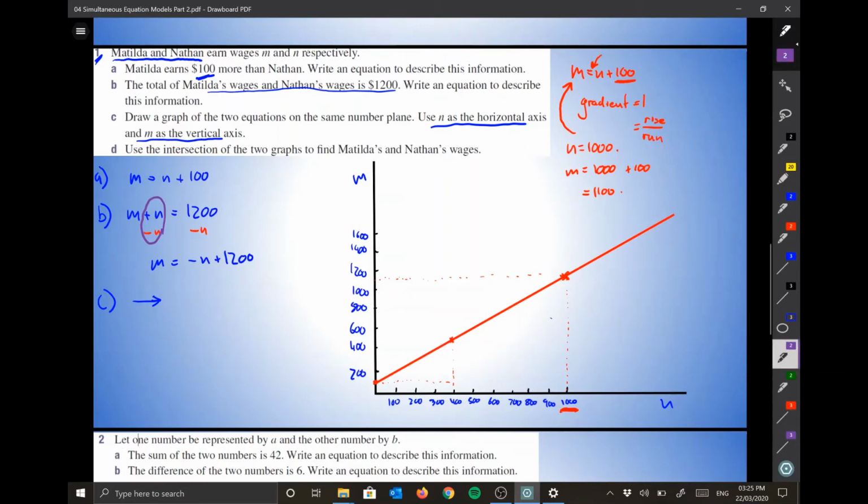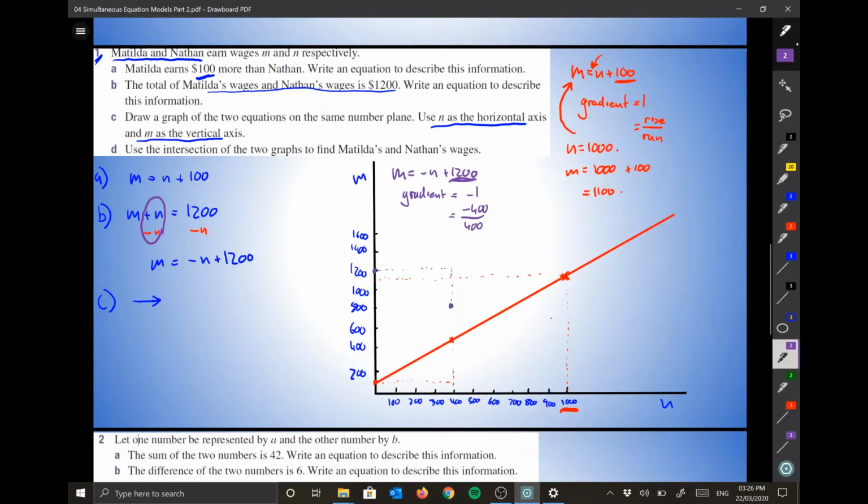Okay, now let's deal with our second equation, m equals minus n plus 1200. Again, remember our y-intercept gives us our first point always. In this case, our gradient is -1, so we need to go the same distance down that we go across. So we'll go across again to 400, and this time we're going down to 800. And that'll be our second point.